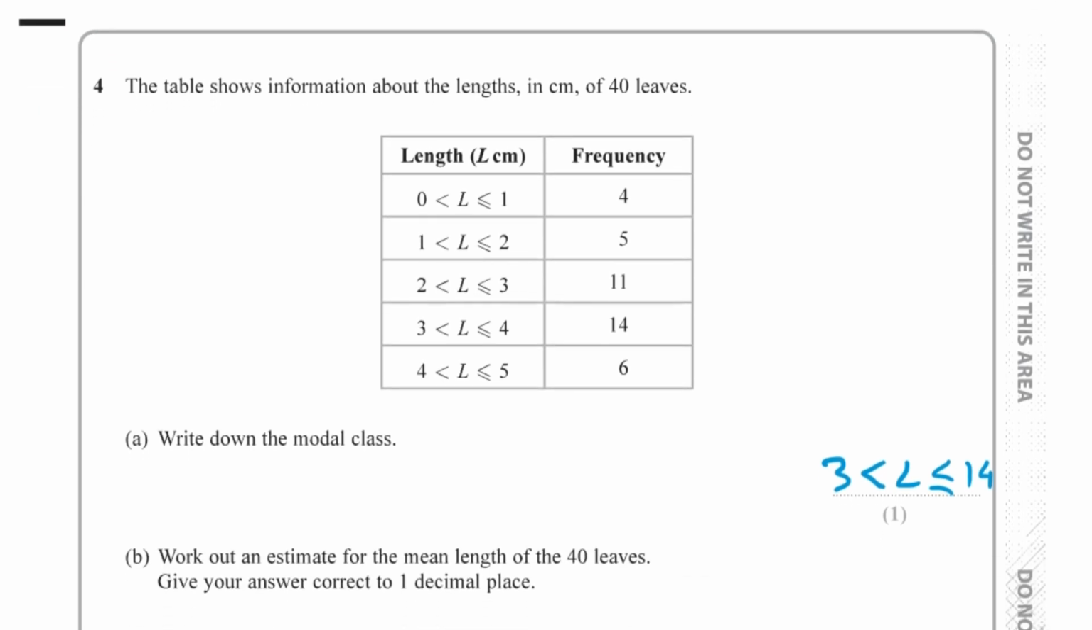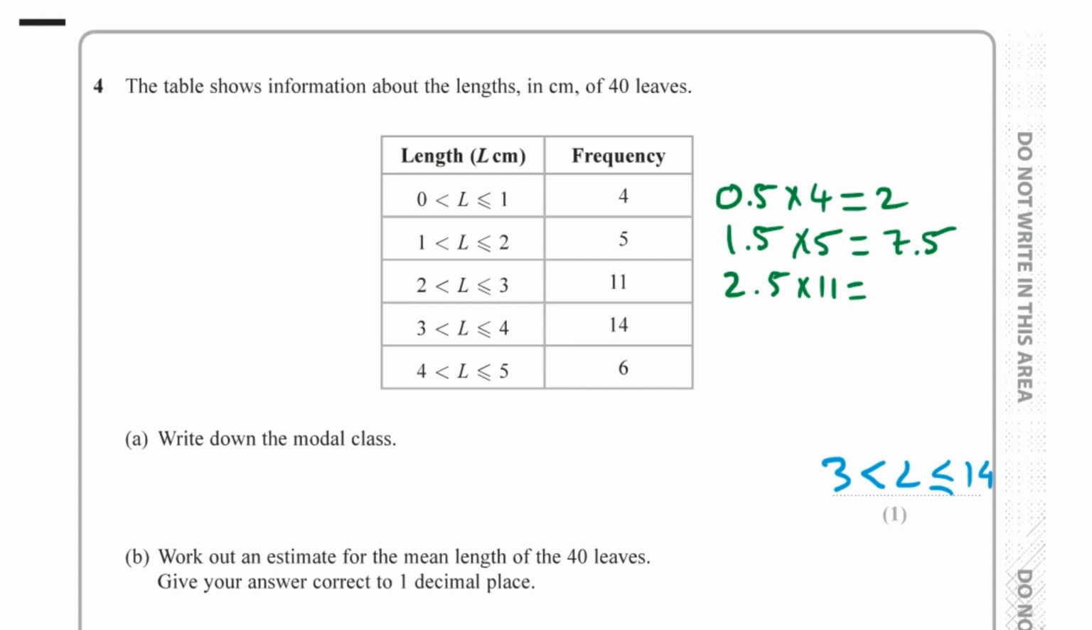In the next part, we have to find the mean length of the 40 leaves. Mean is average, and so the average of these 40 leaves put together is going to be an estimate of the midpoint of each interval. We can't do much better than thinking about the midpoint from 0 to 1, as we don't know whether those 4 leaves are closer to 0 or closer to 1. So what we need to do here is to do 0.5 times 4, which is going to give us 2. And then here we can take the midpoint, which is 1.5, and multiply that by 5, and that's going to give us 7.5 centimeters. And so the next one we can do here 2.5 times 11.